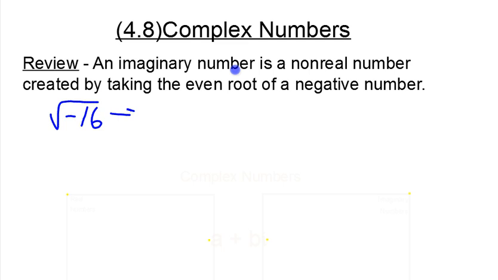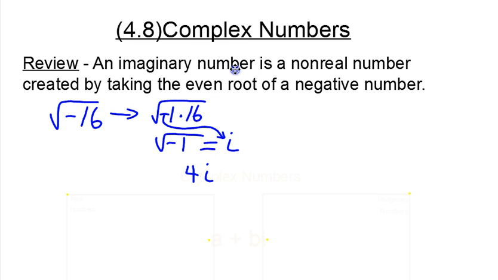Now what we did is we said the square root of negative 16 is the same thing as the square root of negative 1 times 16. And by definition, the square root of negative 1 is the letter i. So if you see a negative inside a radical, you just bring it out and make it into an i. You don't actually have to break this down into negative 1 times 16. And then the square root of 16 is just 4. So the final answer to the square root of negative 16 is 4i.